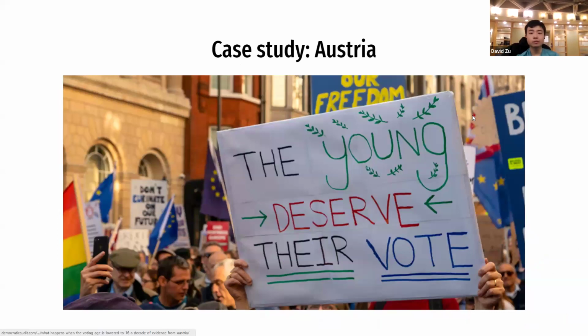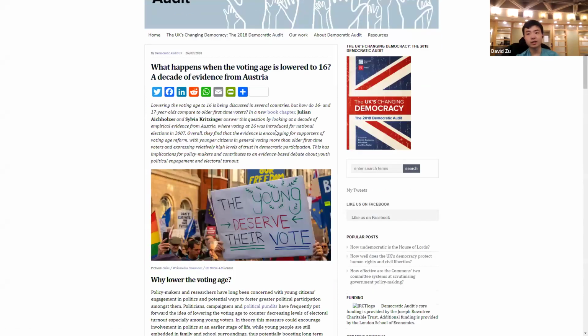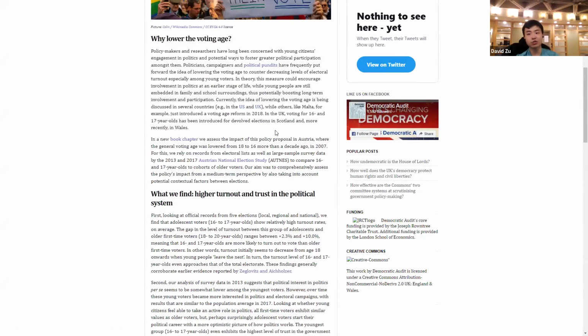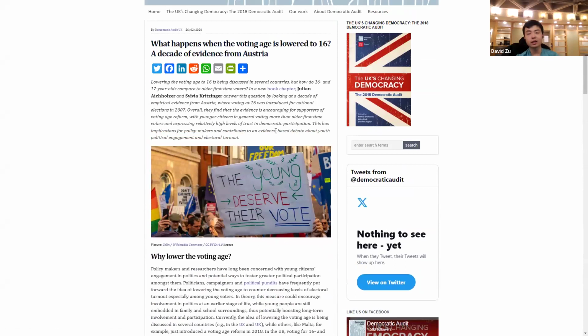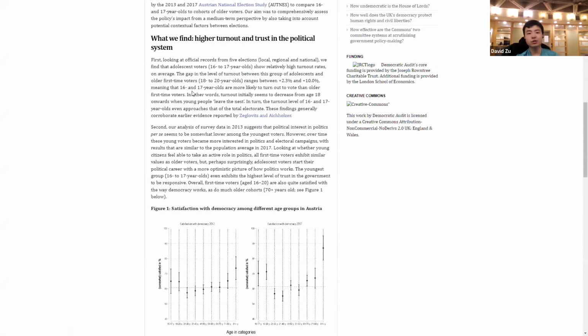Okay, well, I'm not going to go super into depth into this, but there is a case study in Austria where they did lower the voting age to 16. You can read through what it says, but it's a lot of complex statistics because they did an actual study over a decade, so 10 years. What they found is that there was higher turnout and trust in the political system. This is kind of to be expected.